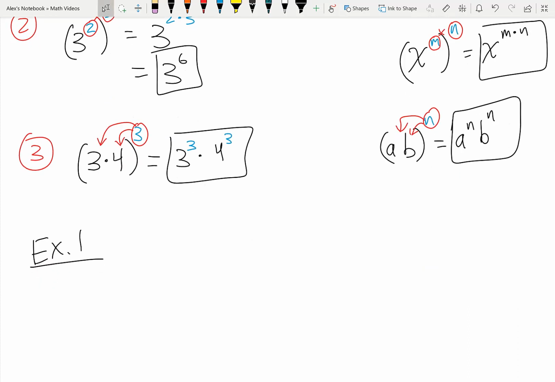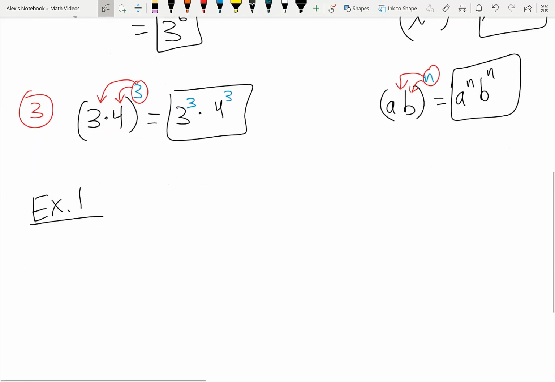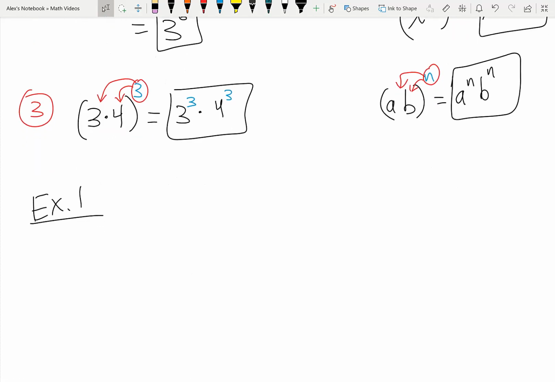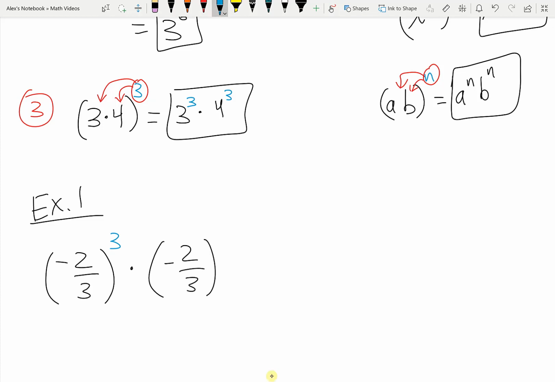Let's see example number 1. Let's take something such as, ooh, this one. This one looks fun. Negative 2 over 3 to the power of 3. Let's continue doing our exponent in the same color. I'm sorry, I'm bad with color coding. And then we got negative 2 over 3 to the 5th power. Now don't freak out, it's a fraction, but we got this.